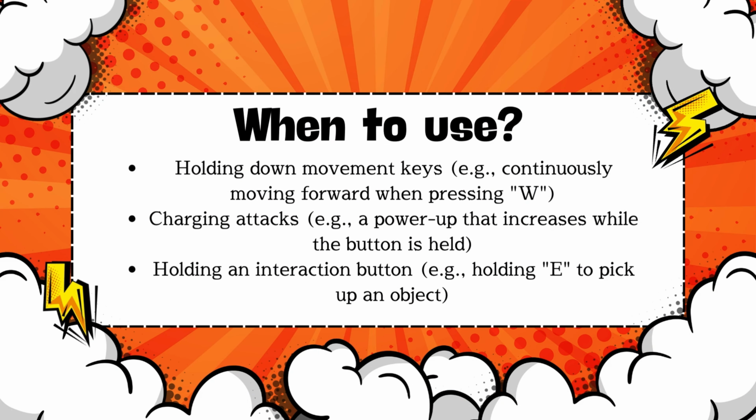When to use: holding down movement keys, for example, continuously moving forward when pressing W. Charging attacks, for example, a power-up that increases while the button is held. Holding an interaction button, for example, holding E to pick up an object.